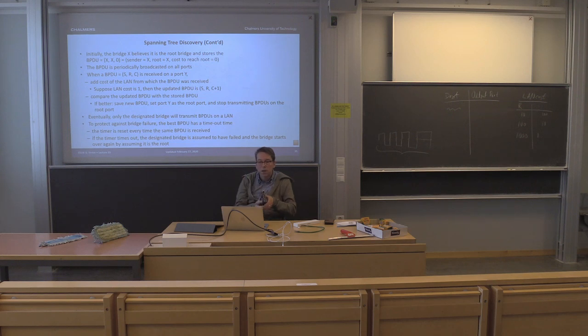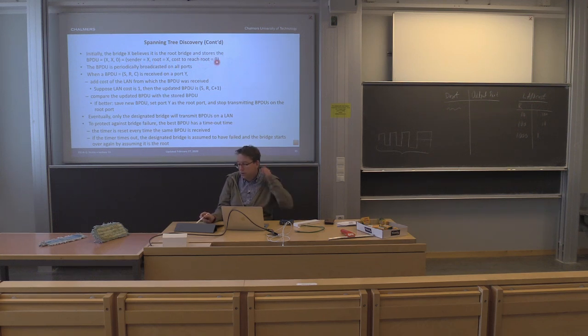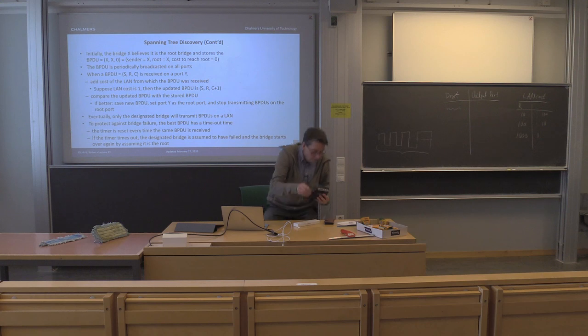And therefore, its initial PDU would be X. Bridge X would say, I'm X, the root is X, that is myself, and the cost to reach myself is 0. So this is the initial setup for all the bridges. The sender is X, the root is X, the cost to reach the root is 0. Then we transmit this PDU out on all these ports.